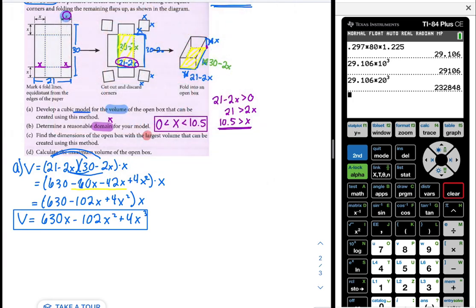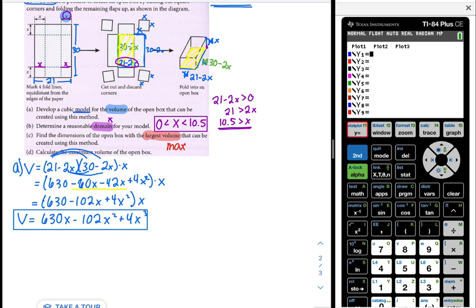So the largest volume that can be created using this model. Largest volume means we're looking for the maximum point. Okay, so I have a function. Let's put this into our calculators. So in your calculator, take some time right now and insert your equation. Then we can click on graph. And we'll notice that the graph is definitely not what we want, right? We're only seeing part of our function. So we're going to zoom out and see what is happening here.